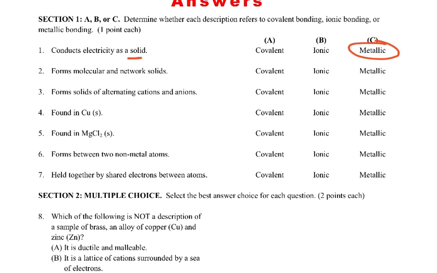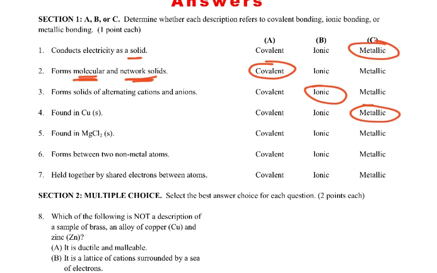Forms molecular and network solids: covalent. Covalent would be network solids like diamonds, but it will also be every molecule that's held together with covalent bonds, so that would show up in both categories. Form solids of alternating cations and anions: that's ionic. Found in copper: copper is a metal, that's metallic.